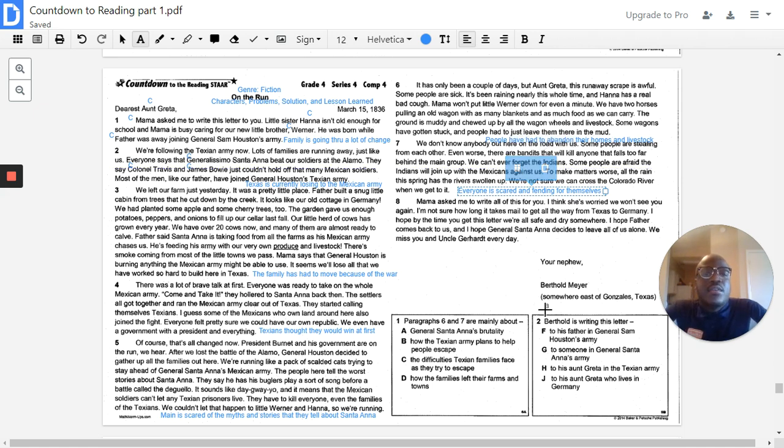Mama asked me to write all of this for you. I think she's worried we won't see you again. I'm not sure how long it takes mail to get all the way from Texas to Germany. I hope by the time we get this letter, we're all safe and dry somewhere. I hope Father comes back to us, and I hope General Santa Anna decides to leave us all alone. We miss you and Uncle Gerhard every day. Your nephew, Bert Holmeyer, somewhere east of Gonzales, Texas.